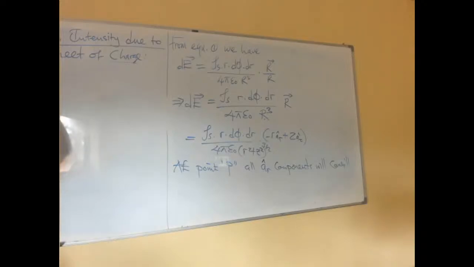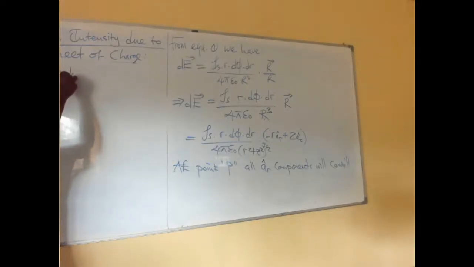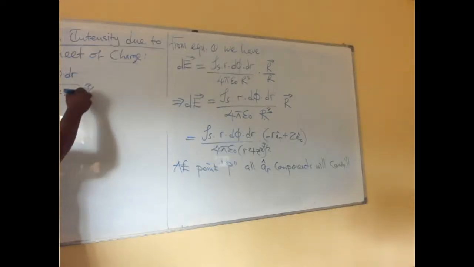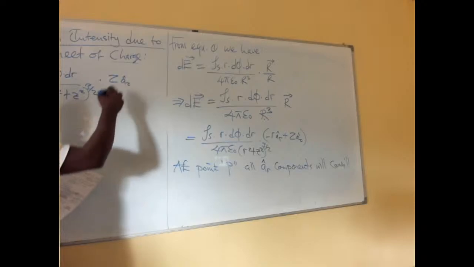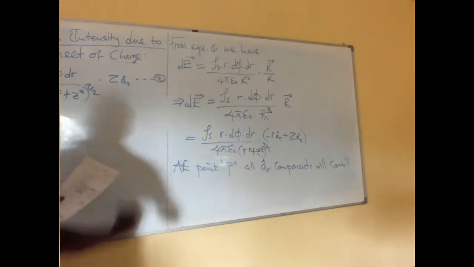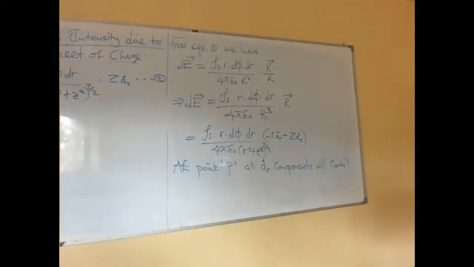the surface charge density times r dphi dr, all this divided by 4 pi epsilon 0, of course, multiplied by r squared plus z squared to the power 3 over 2. This we are multiplying by z az. So let this be our equation 2.